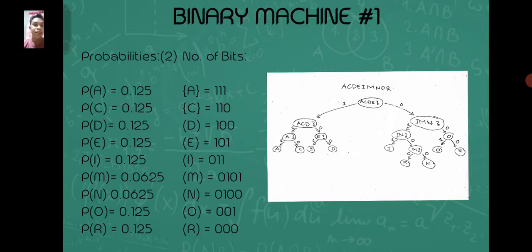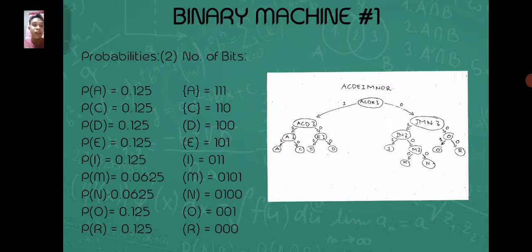Letter C is equal to 1, 1, 0. For letter D is 1, 0, 0. For letter E is 1, 0, 1. And for letter I is 0, 1, 1. The probabilities are also the same, 0.125.